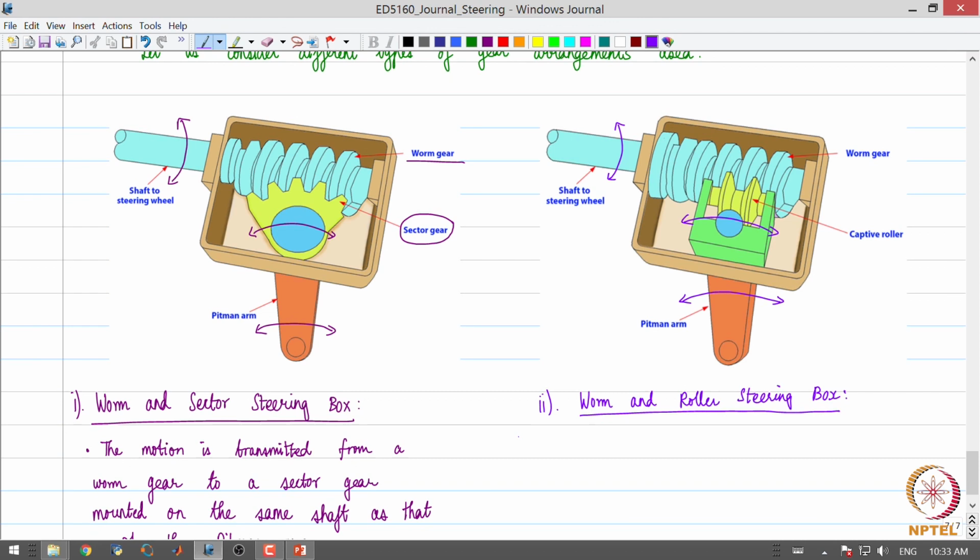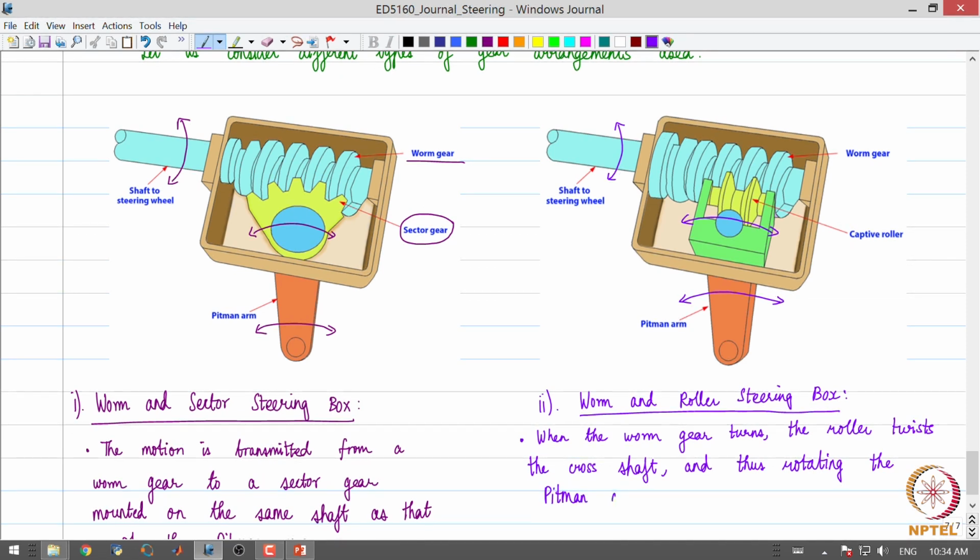Okay, so here the main thing to note is that when the worm gear turns, the roller twists the cross shaft and thus rotates the pitman arm. So, this is the construction and operation of a worm and roller steering box.